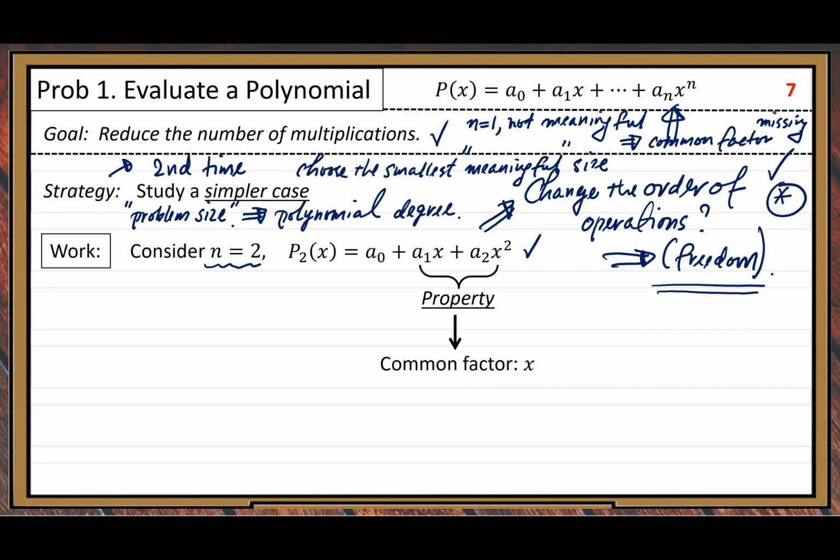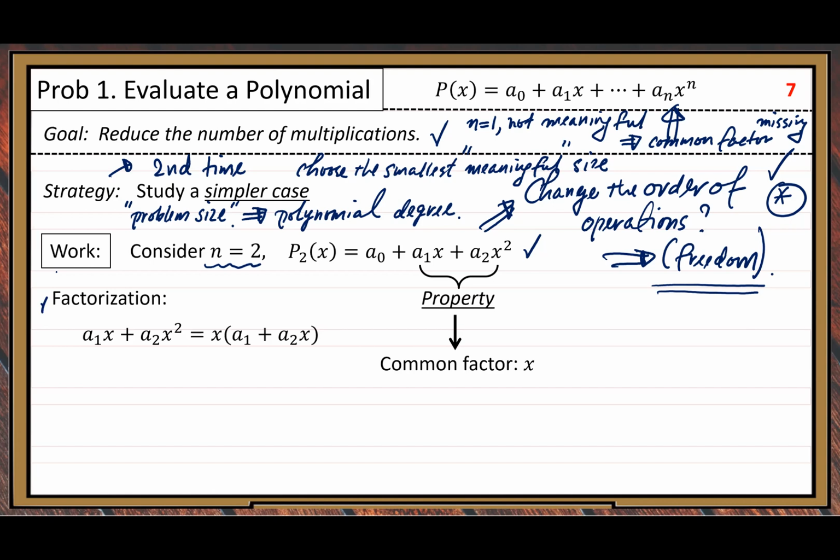When we have a common factor, what technique can we apply to arrange this polynomial in a different form? When the form is different, the evaluation order could be different. Because we can do the factorization, right? We can do the polynomial factorization. That's the technique I'm talking about, factorization.